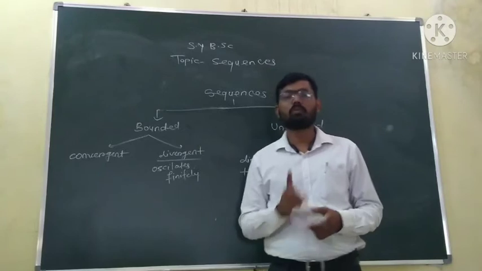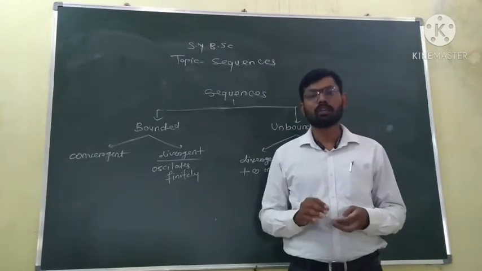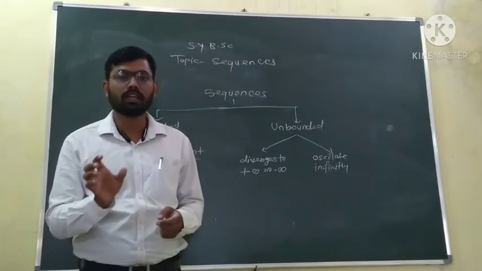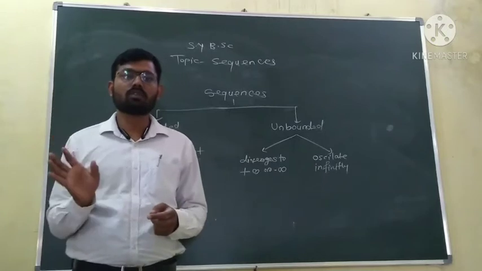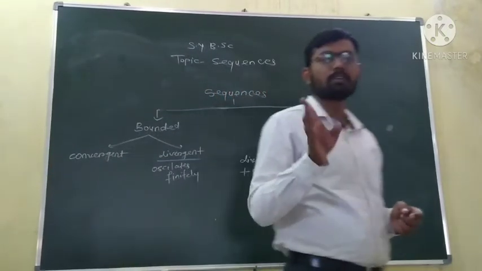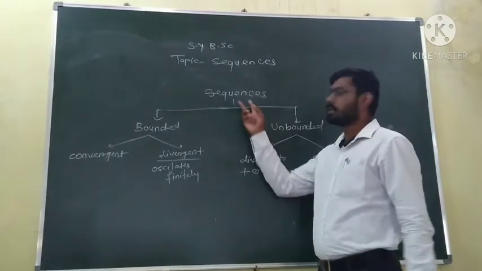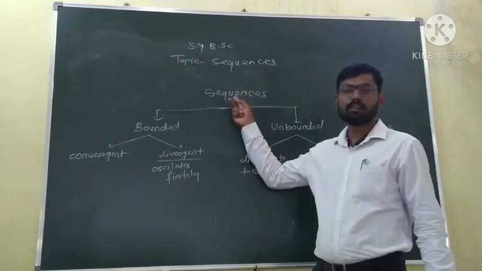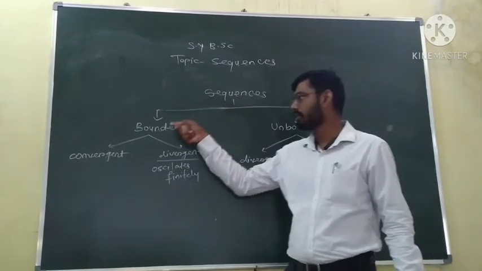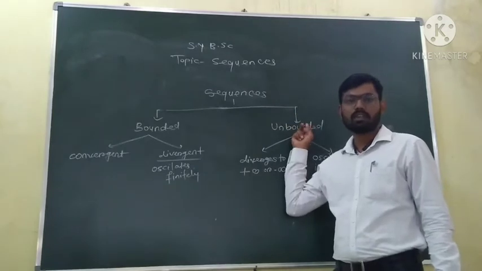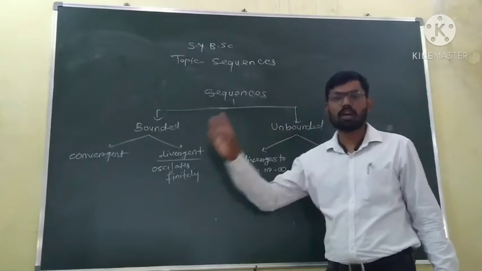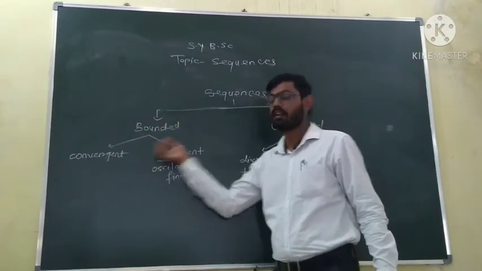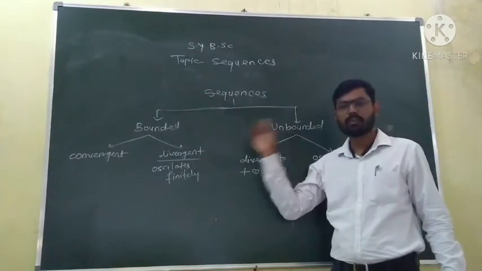And we have seen one important criterion for a sequence to be convergent, and that is that the sequence must be bounded. So if a sequence is convergent, it must be bounded. Now, we'll quickly revise this basic concept. Sequences can be of two types, either bounded or unbounded. For a sequence to be convergent, it must be bounded, so only a bounded sequence can be convergent. If a sequence is unbounded, it must be divergent.